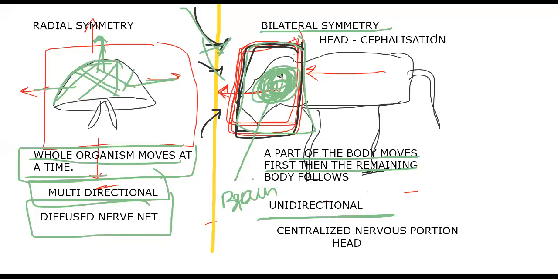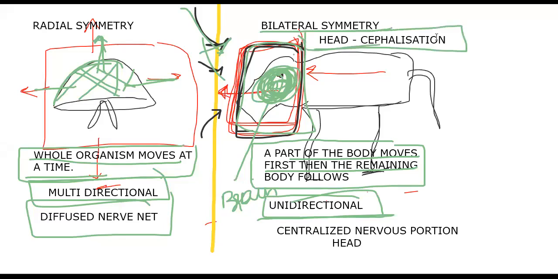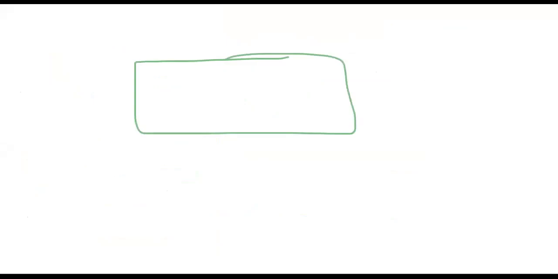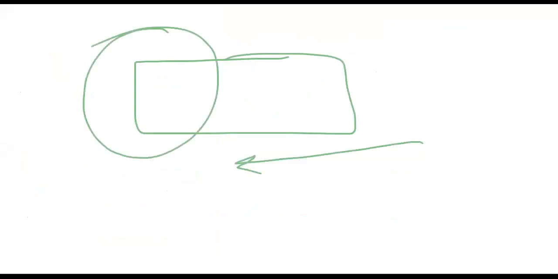So the ultimate result is that a part of the body moves first, then the remaining body follows. We call it unidirectional. Due to that, cephalization develops, the head is formed, and a centralized nervous system develops here. That's what the text wants us to see: there is an organism in which a part of the body moves first and the remaining body follows.